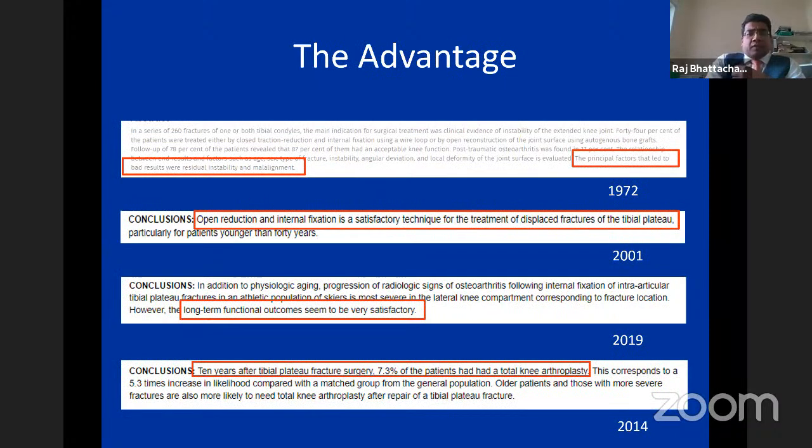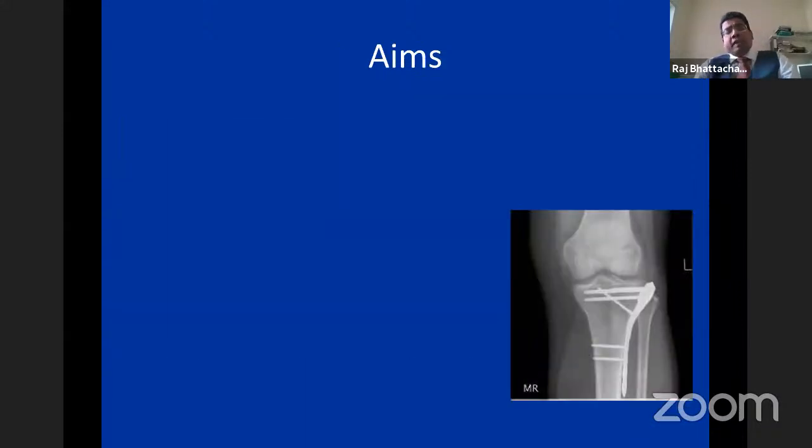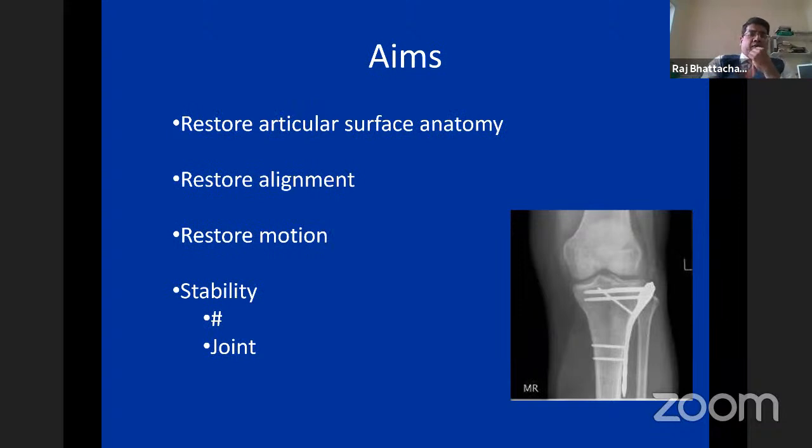The advantage that we have here is literature shows us that we kind of know what makes things go wrong and what gives bad results. So residual instability and malalignment gives us bad results. We also know that open reduction and internal fixation gives us reasonably good results. And long-term functional outcomes are satisfactory. Even 10 years after tibial plateau fracture, only a small proportion of people actually have to undergo knee arthroplasty. So generally, nature is helping us out in the treatment of these, and it is mainly for us to go and screw it up.